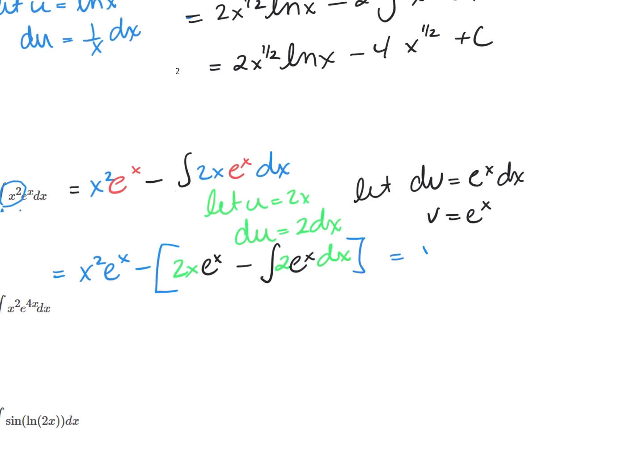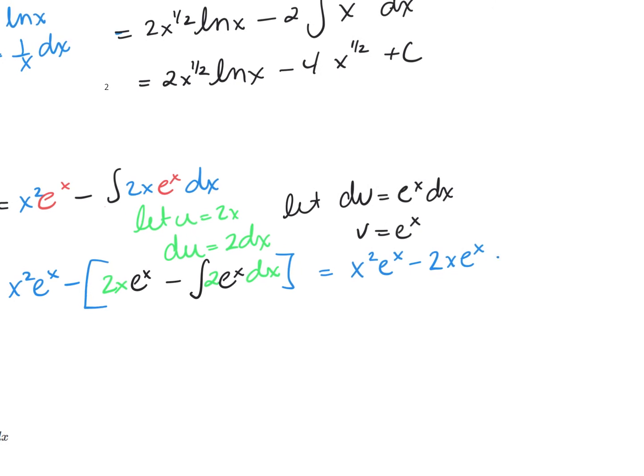Now when I get done, I'm going to get x squared e to the x minus 2x e to the x minus 2e to the x, and then plus c. So this is my final answer, and notice how when you do integration by parts, it doesn't always shake out the first time.